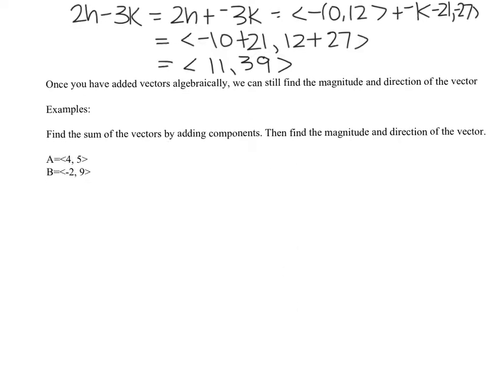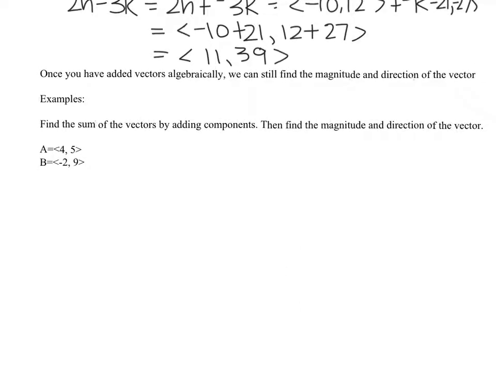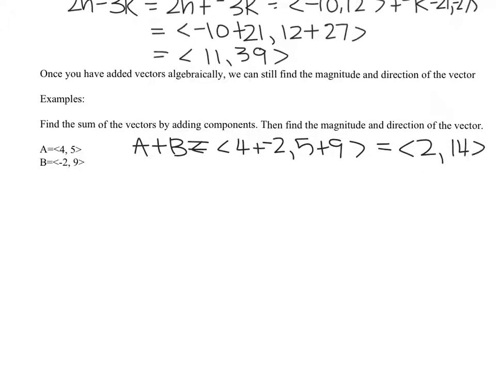So after we have added vectors algebraically, we can still find the magnitude and direction of that sum vector. So we want to find the sum of our vectors a and b by adding, and then we want to find its magnitude and direction of the sum. So let's first start by finding a plus b. So we have to do 4 plus -2, and then 5 plus 9. So we are going to end up with <2, 14> as our sum vector.